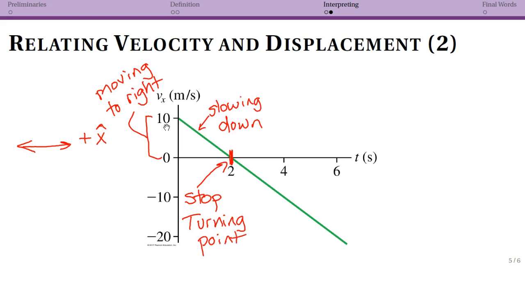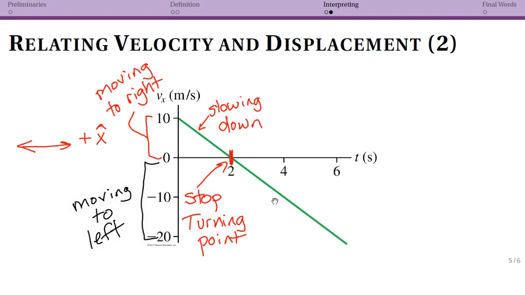So what do we mean by a turning point? Well, down here, this is in fact moving to the left. And in this case, we aren't necessarily saying that it is physically to the left of where it started, simply that it's moving to the left. So here it's moving to the right, but slowing down, slowing down, slowing down, stopping. Now it's moving to the left.